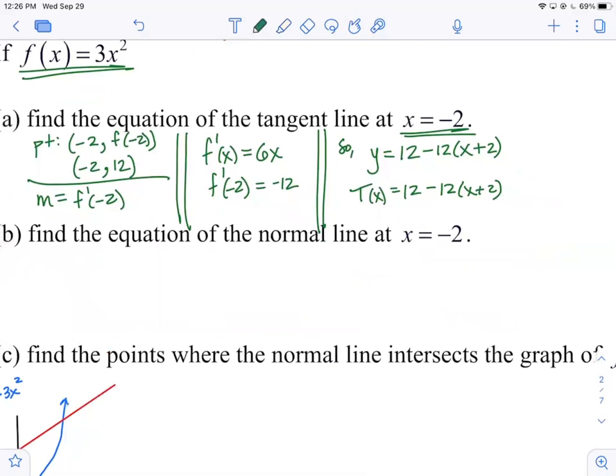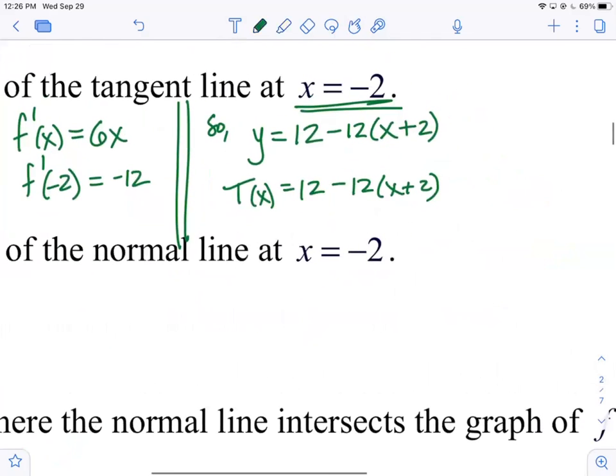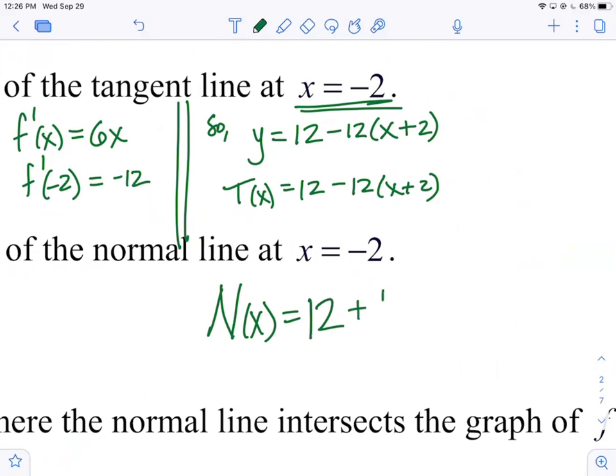All right, and now for the normal line, you don't even really need to show anything. I don't need to have my ingredients in front of me. It's pretty easy. N of x for the normal line would be the same y value of 12, but what's the perpendicular slope of -12? Positive 1 over 12. Yeah, the opposite reciprocal. And it's still x minus -2, or x plus 2. So pretty much it comes for free.